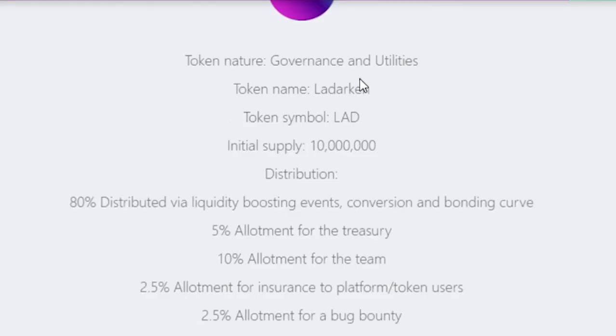The token has governance and utilities. LADARKEN is LAD. There's going to be 10 million of them. 80% distributed via liquidity boosting event, conversion, and bonding curve. 5% allotment for the treasury. 10% allotment for the team. 2.5% allotment for insurance to platform/token users. And 2.5% allotment for a bug bounty.